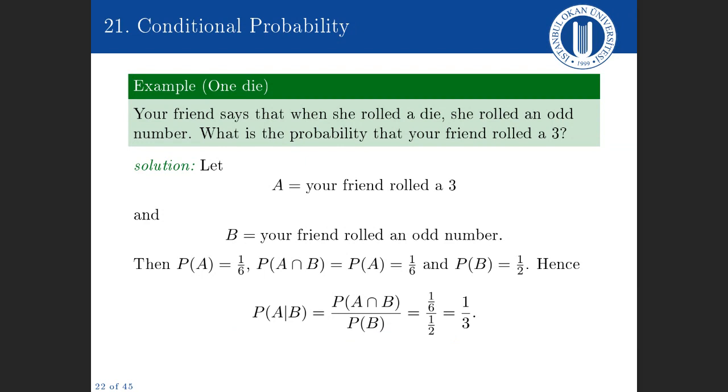And that makes sense, because we could answer this question another way. If we know that she rolled an odd number, then we know either she rolled 1, 3, or 5. There's 3 numbers that she could have chosen, so 1 in 3.